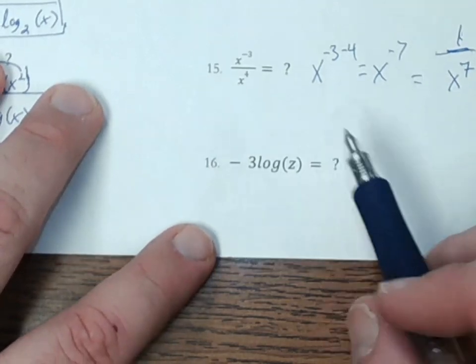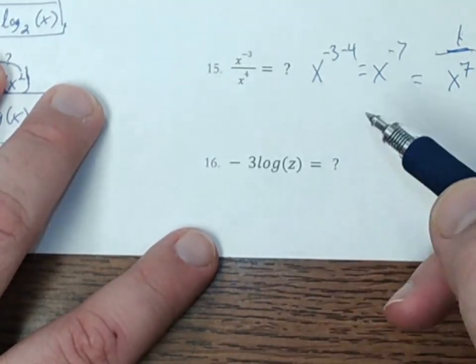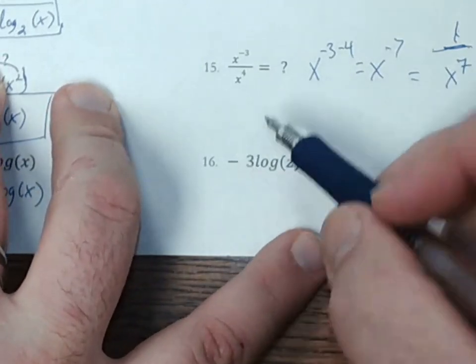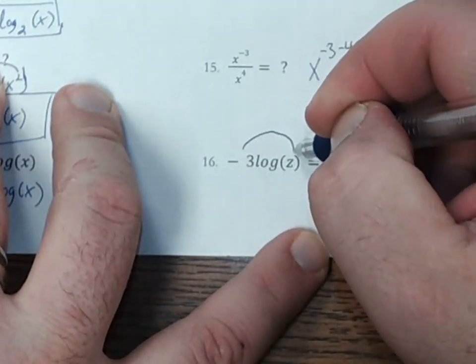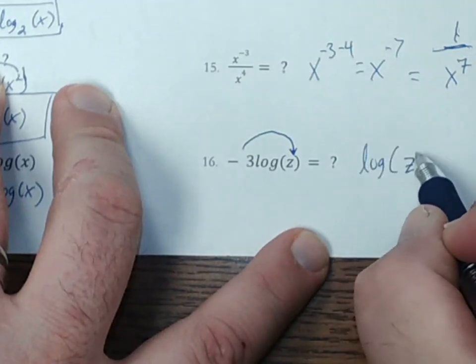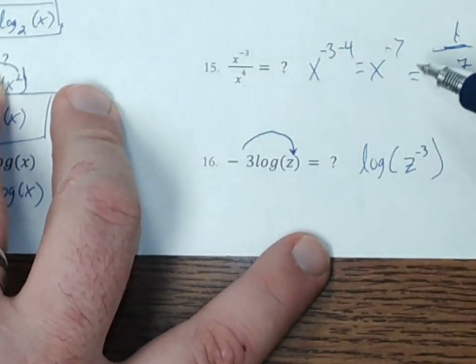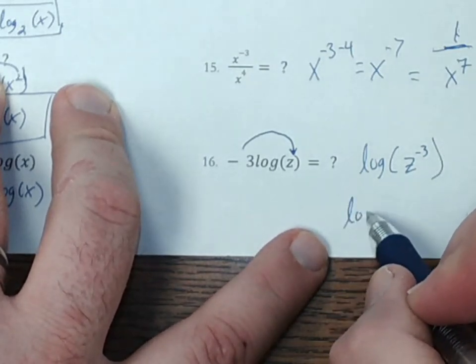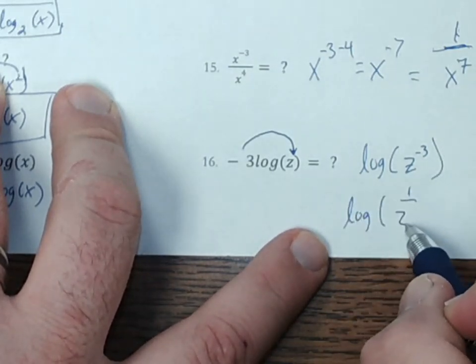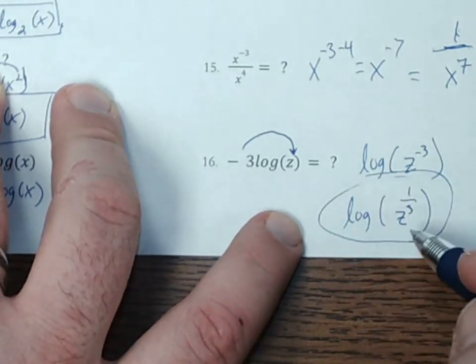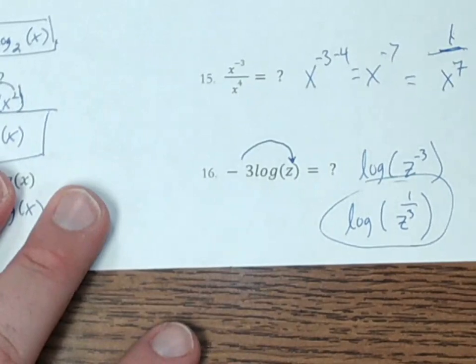Let's see. And then lastly, we have number 16. So we've got negative 3 times the log of z. We certainly have a log property that says we can move this negative 3 inside the parentheses and make it an exponent. So the log of z to the negative 3. But also, if you recall from our previous problem, we don't like negative exponents. So we can make this not a negative exponent by making it a fraction. So we'll go 1 over z cubed. So the log of 1 over z cubed.